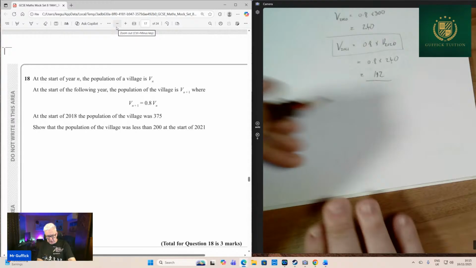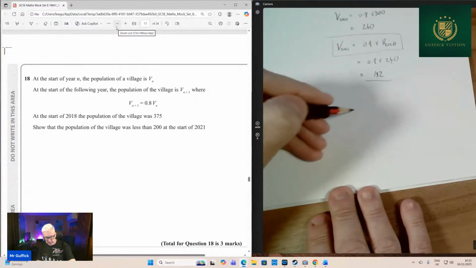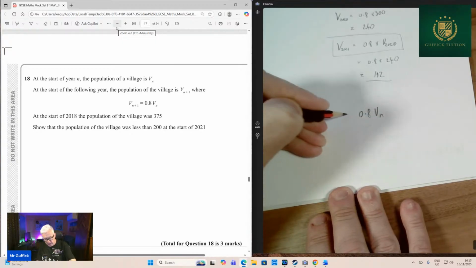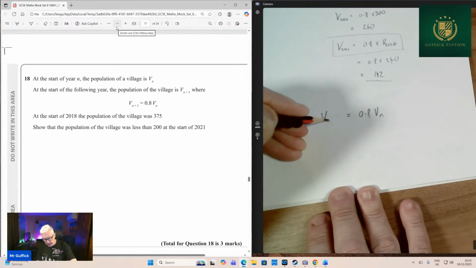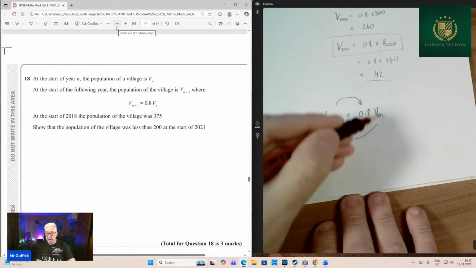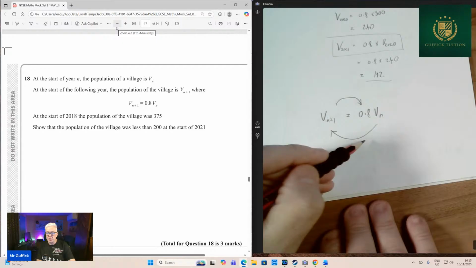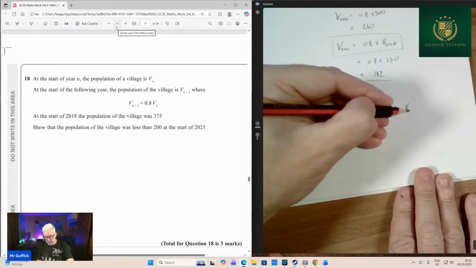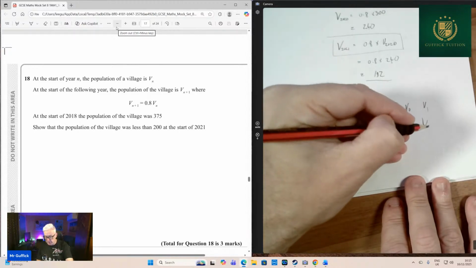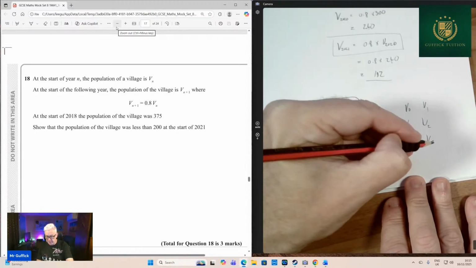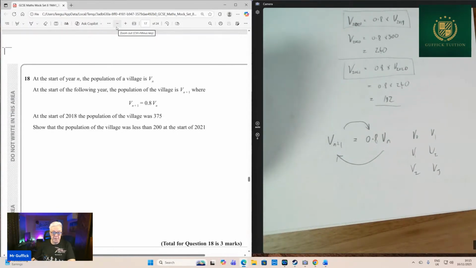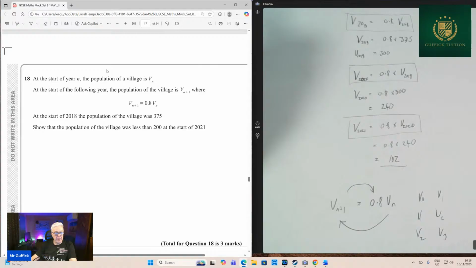The topic really is recursive iteration. The idea is that you have some function, in this case 0.8 times Vn, and what comes out is Vn+1. It's like a function that's linked to itself, so it goes round and round in a loop. You start off with some value like V0, and what comes out is V1. Then V1 goes in and V2 comes out, then V2 goes in and V3 comes out. That's called recursive iteration. But that was not a bad one.